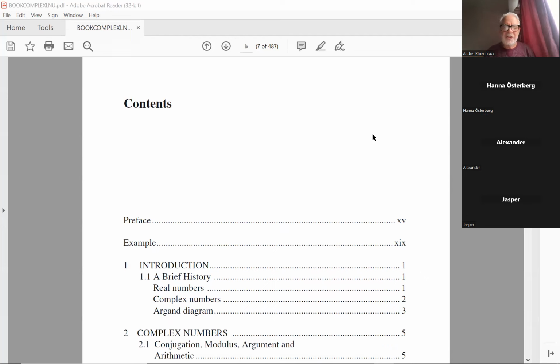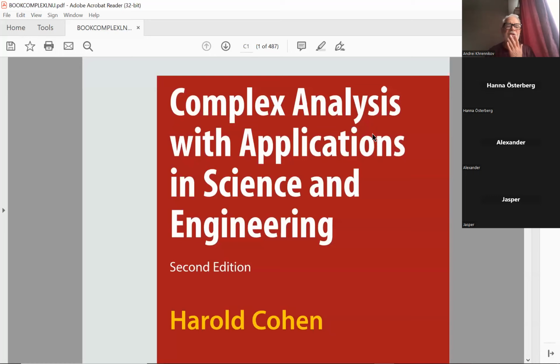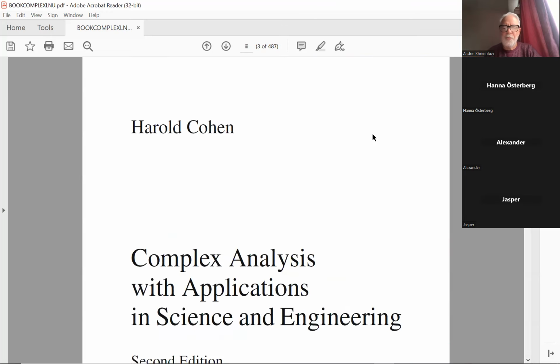And now we just start, and I show you, as I told, the book which we shall use. This is Complex Analysis with Applications in Science and Engineering, Harold Kohn. And you can find it in our library at the Linnaeus University. For example, I downloaded it from the library. And more or less, we follow this book.